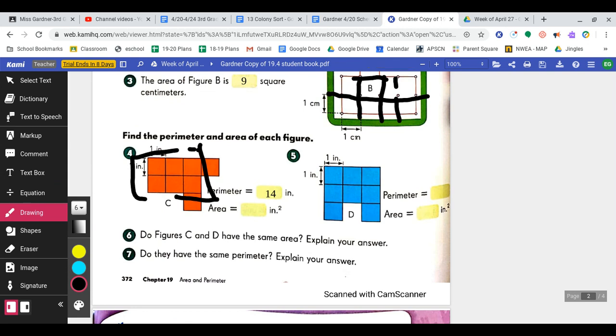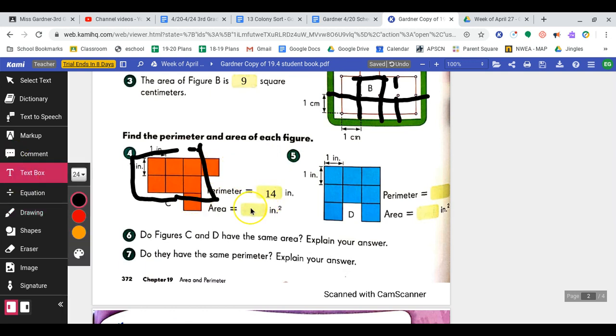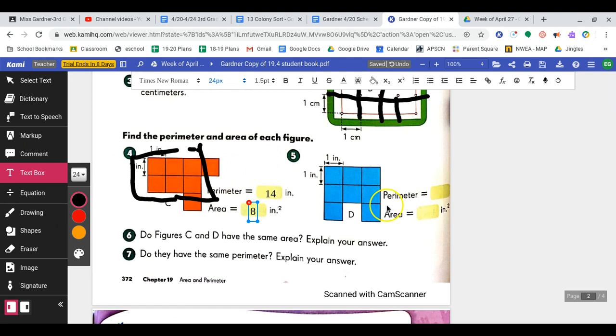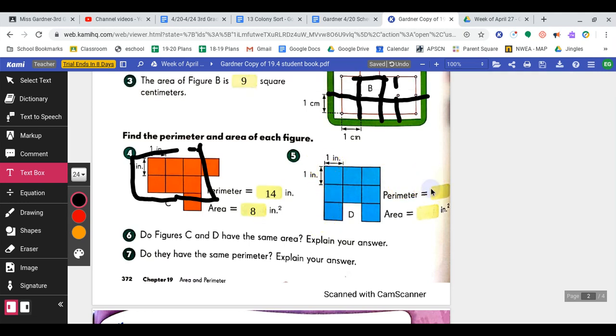This rectangle is 2 times 3. So 6 square inches plus another 2. So 8 square inches. Okay, let's look at figure D now. For the perimeter, we'll start in this corner and then go clockwise. We've got 3 plus 3 is 6, plus 1 is 7, 8, 9, 10, 11, plus 3 is 14. So same perimeter. Now find the area.